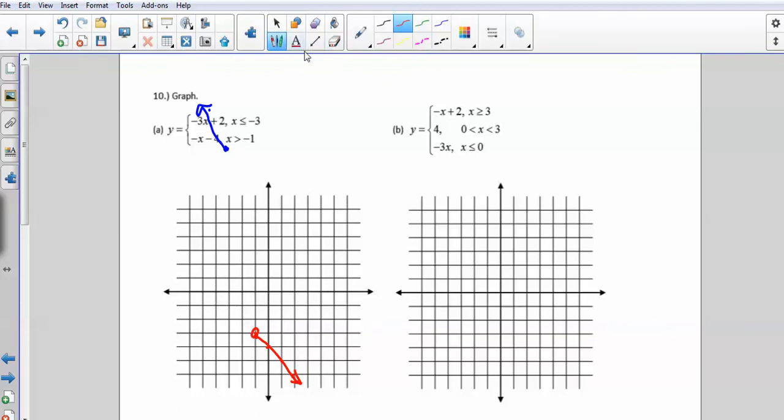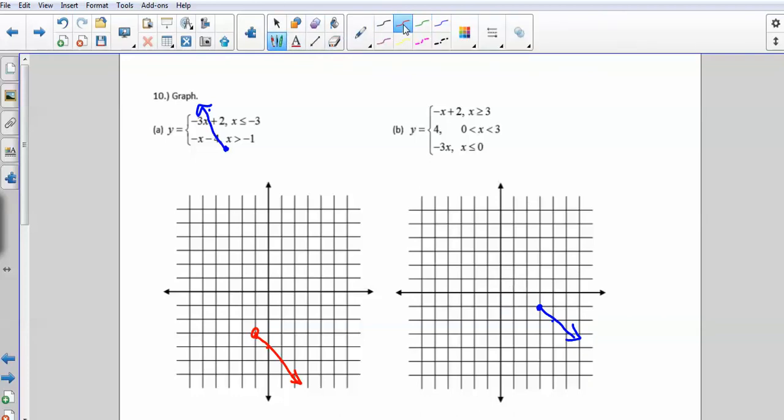Okay, in B we have 3 pieces. So I'm going to start with -x plus 2. At 2, I do a slope of -1. And I want this line if x is greater than or equal to 3. So x is 3 right here, and greater than will be this way. So erase the other points.